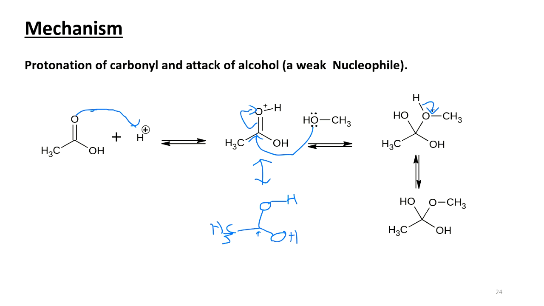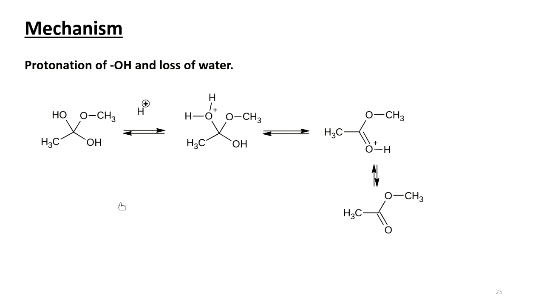Now let's look at the elimination part to reform our double bond, and that involves protonation again. Why do we have to protonate the OH? Why can't it just leave by itself and go about its business? OH is not a good leaving group. All right, it's not a good leaving group, and we need to make it into a good leaving group.